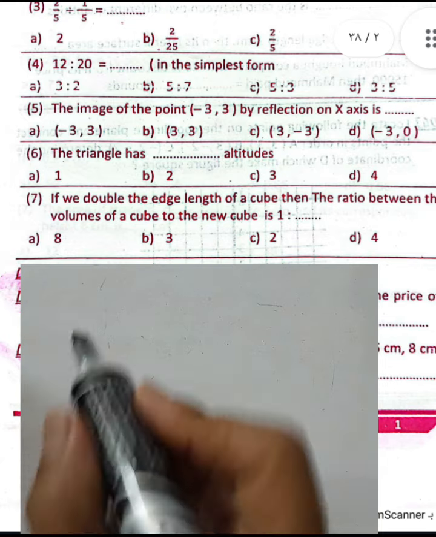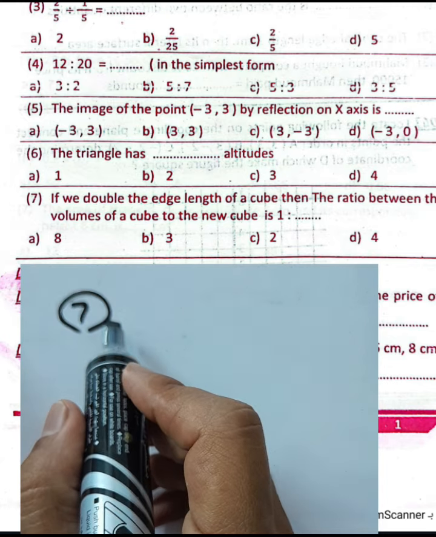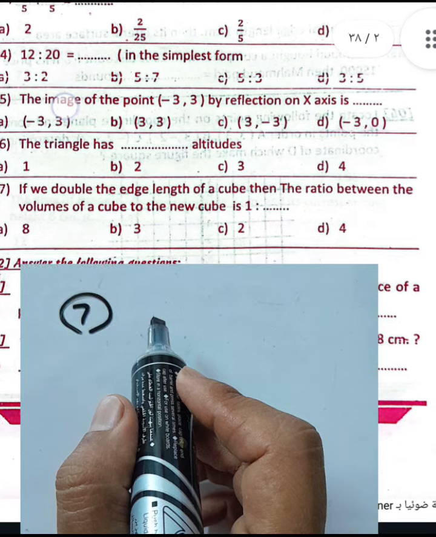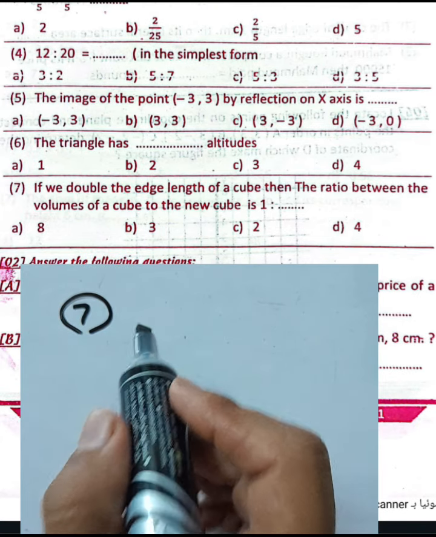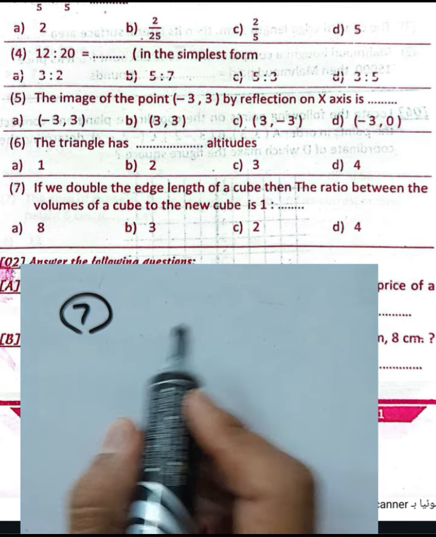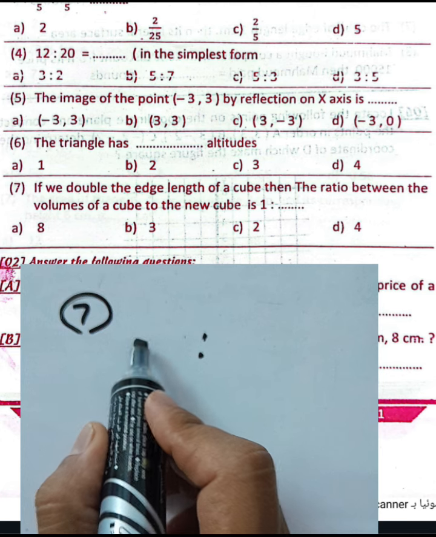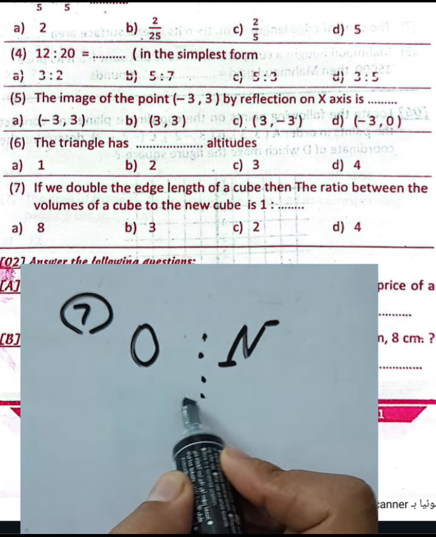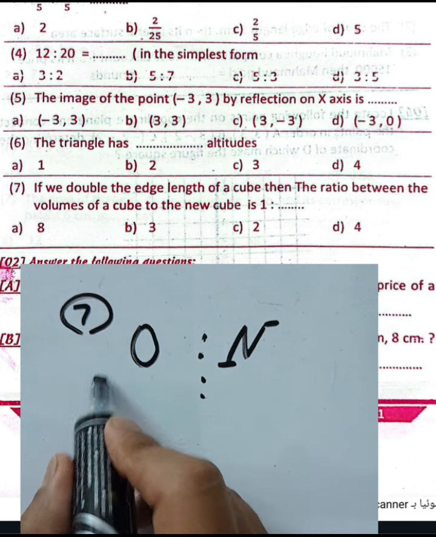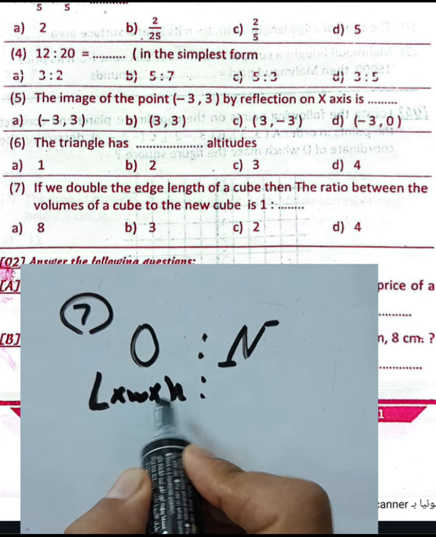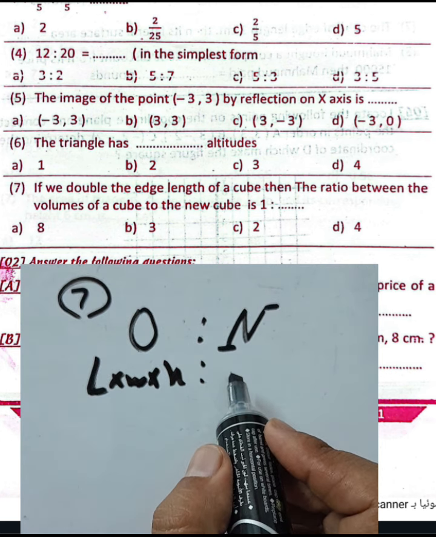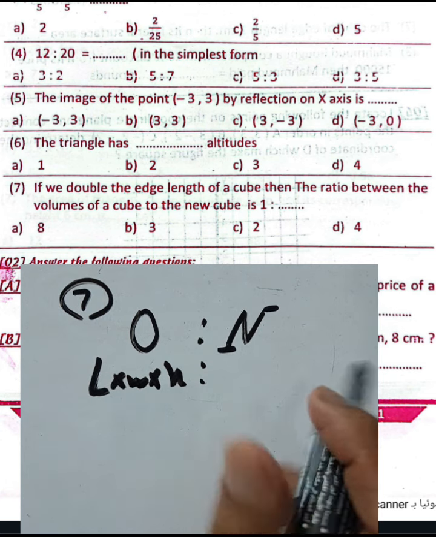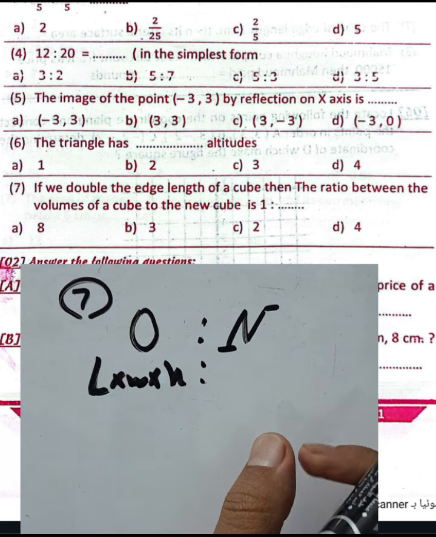Question number 7. If we double each length of a cube, then what is the ratio between the volume of the cube to the new cube? We want to find the volume ratio between the original volume and the new volume. The original volume is length times width times height, and the new volume we can find the same way, but we doubled each length.